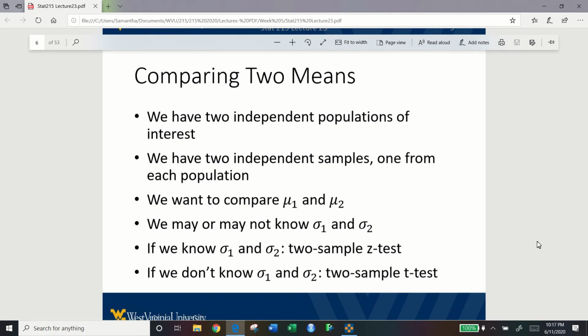In comparing two means, we have two independent populations of interest. We have two independent samples, one from each population. And we want to compare mu1 and mu2. And just as before, we may or may not know the population variances or standard deviations. In this case, there are two of them, sigma 1 and sigma 2. If we know sigma 1 and sigma 2, we'll be performing a two-sample z-test. If we don't know sigma 1 and sigma 2, we'll perform a two-sample t-test.